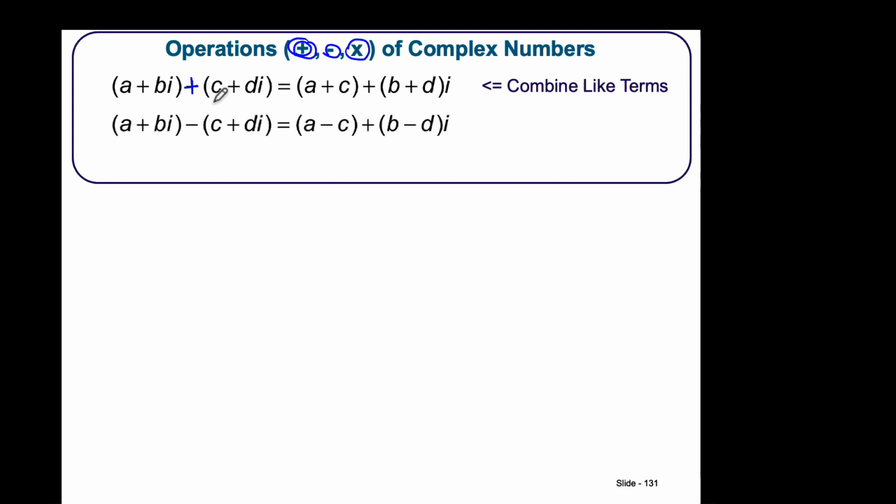Same deal with subtraction. If you have a complex number and you are finding the difference between that and another complex number, think combine like terms. Now be careful, we do have this negative, so you do want to make sure that you distribute that first, just like you would have done if there were no imaginary parts. Distributing that negative, and then combining like terms would be adding the real parts, so a minus c, and adding the coefficients on the imaginary parts, so b minus d.